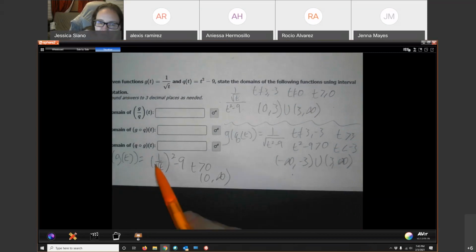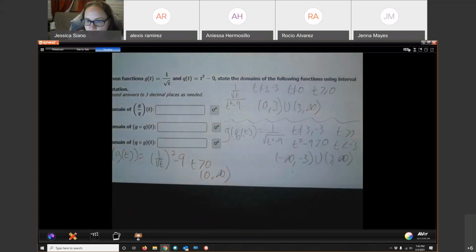So the problem is that if you squared this and you made it 1 over t, you would say that the only thing you can't plug in is 0, but you can't plug in negative numbers because the square root is still there. Just because we wound up squaring it doesn't mean that that original function didn't have a square root anymore. So my advice to you is don't reduce, don't make any changes. Find the composition, keep it as it is, and then find the domain of the thing that you're looking at.